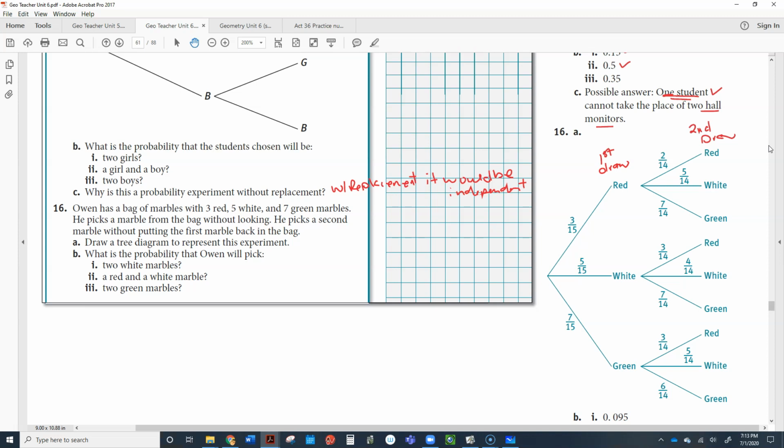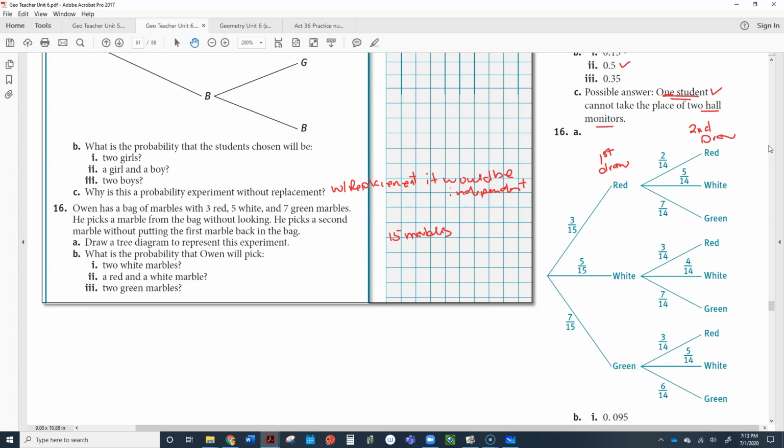All right, do you understand where the 3 out of the 15 comes from? There's 3 red, 5 white, and 7 green. If you add these up, 3, 5, and 7, there's a total of 15 marbles. So 3 of those 15 are red, 5 of those 15 are white, and 7 of those 15 are green. Why are all of these numbers 14?